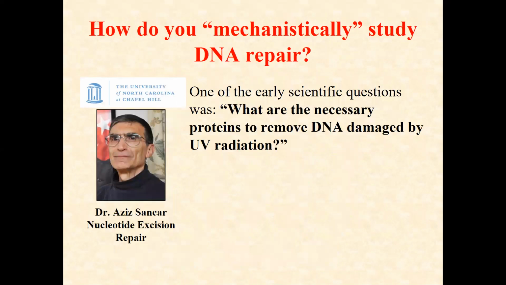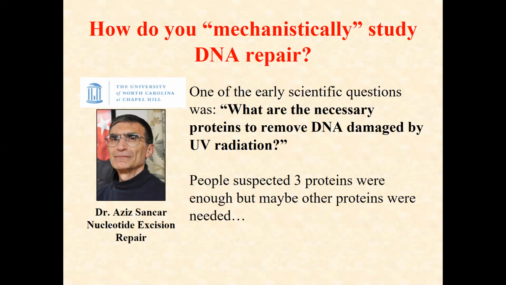But how do you mechanistically study DNA repair? How did these scientists figure out these details? One of the early scientific questions was, what are the necessary proteins to remove DNA damaged by UV radiation? Research suggested there were particular proteins in bacteria necessary for the bacteria to repair UV damaged DNA, but no one had shown that no additional proteins were necessary.